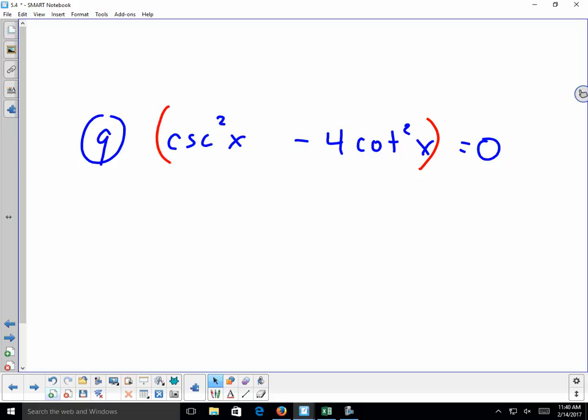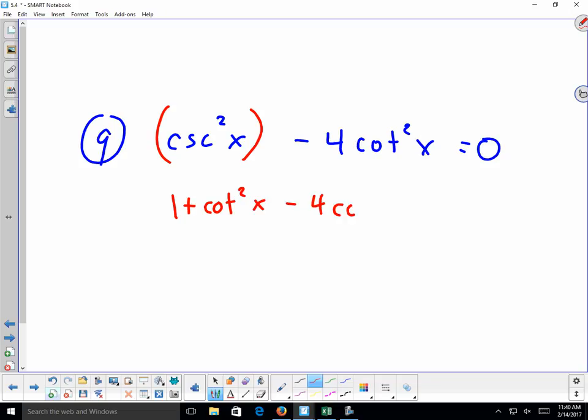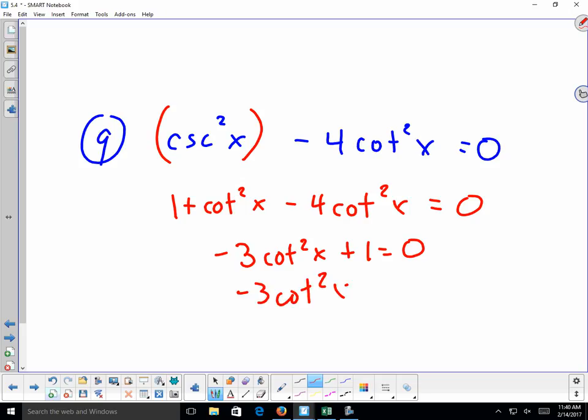So if I take out the cosecant squared x and I replace it with 1 plus cotangent squared x, is that true? Minus 4 cotangent squared x equals 0. It looks like I get a negative 3 cotangent squared x plus 1 equals 0. Subtract 1, divide by negative 3. I get cotangent squared x equals 1/3.